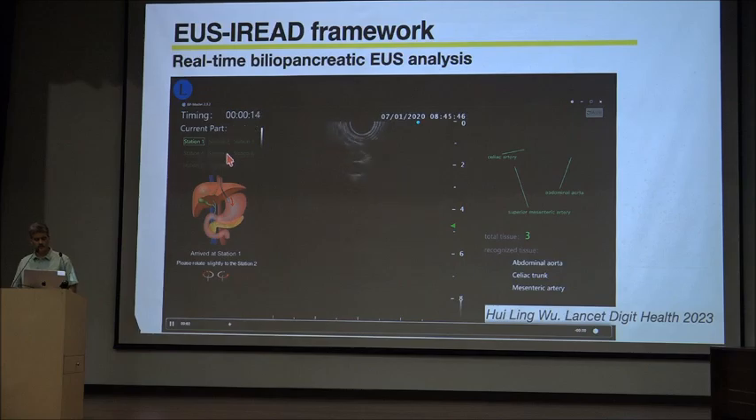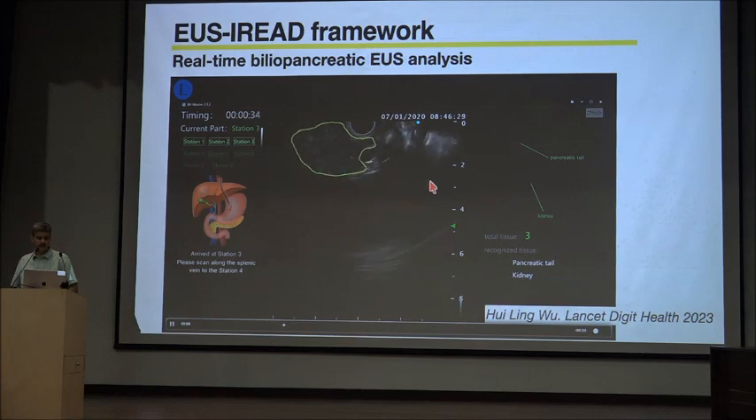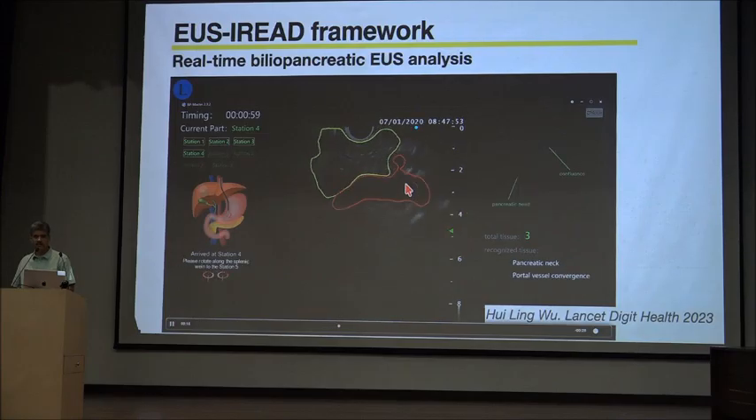So you have to see all these stations. This is segmentation. This is segmentation. It is segmenting the pancreas in green. It is telling you it is the kidney. It is segmenting the vessels in red in real time.